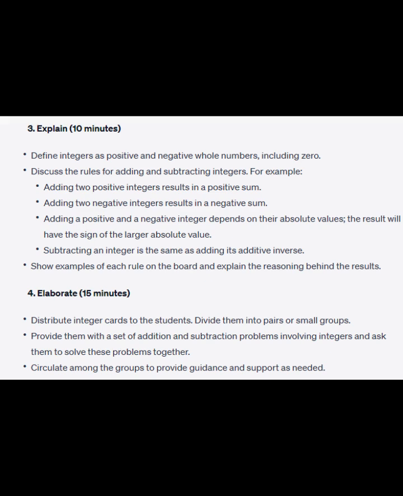4. Elaborate, 15 minutes. Distribute integer cards to the students. Divide them into pairs or small groups. Provide them with a set of addition and subtraction problems involving integers and ask them to solve these problems together. Circulate among the groups to provide guidance and support as needed.